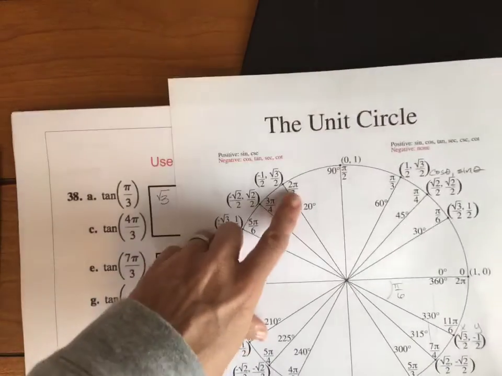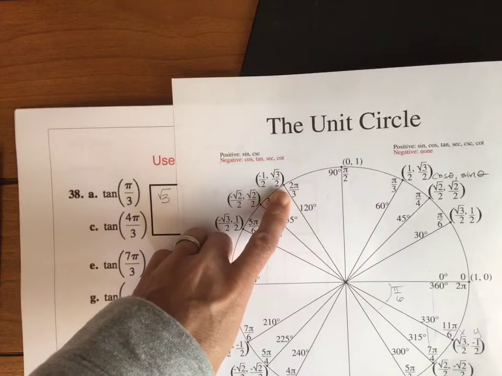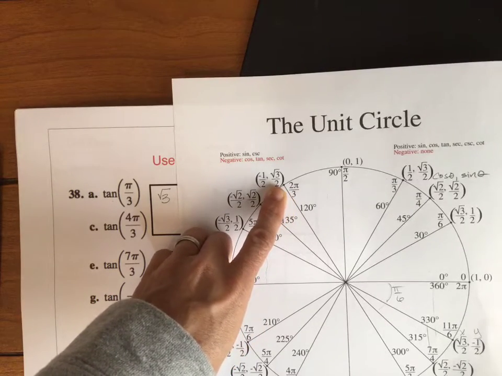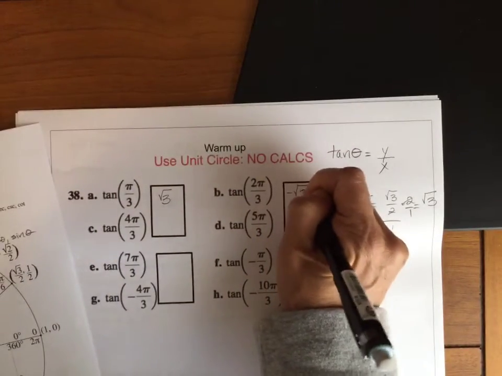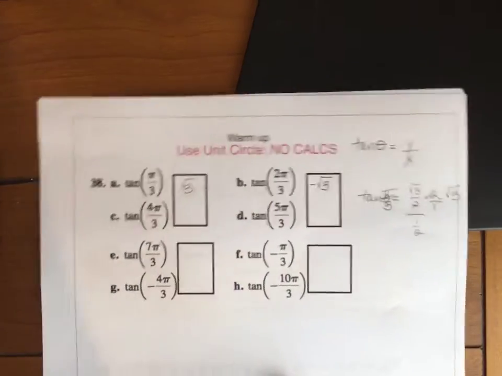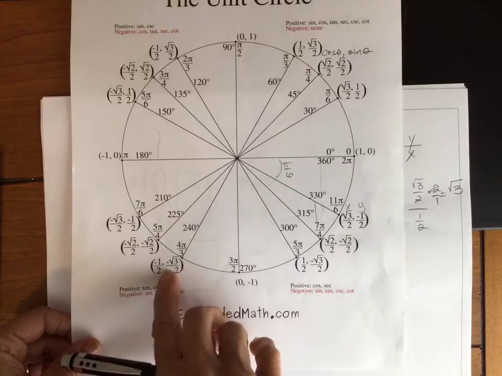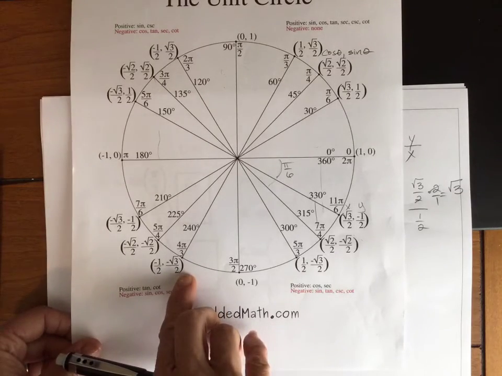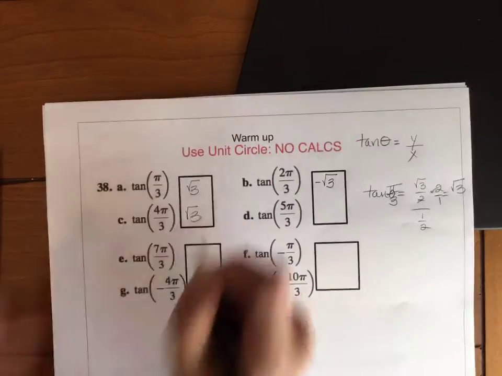If we go to tangent of 2 pi over 3, we're over here. You can see that the value is going to be the same as just root 3, except it will be negative. So negative root 3. If we do tangent of 4 pi over 3, so now we're down here in quadrant 3, it's going to be positive again because they're both negative. So this is positive root 3.